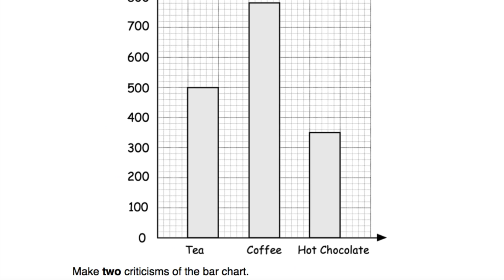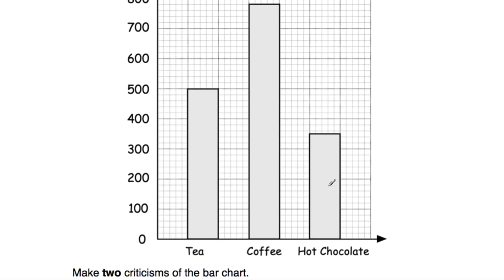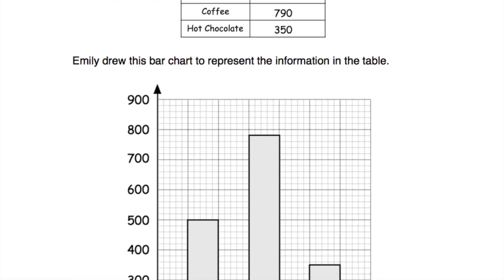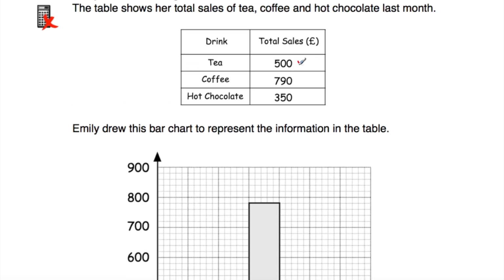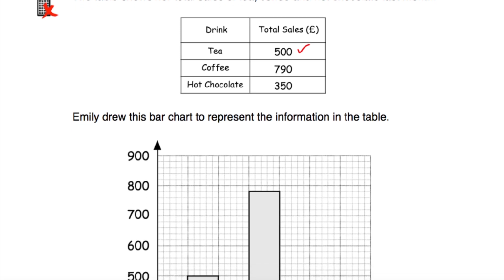Okay, so let's have a look at it. The bars have got the same widths, fantastic. The vertical scale starts at 0, great. The horizontal scale has been labelled tea, coffee and hot chocolate, that's good. Okay, let's then have a look at them in terms of the height. We've got tea, 500. Was tea £500? Yep, that's right. Coffee, £790. So let's have a look at the height of the bar for coffee.